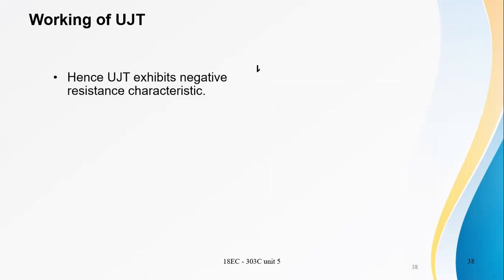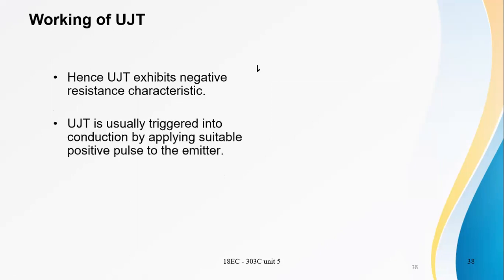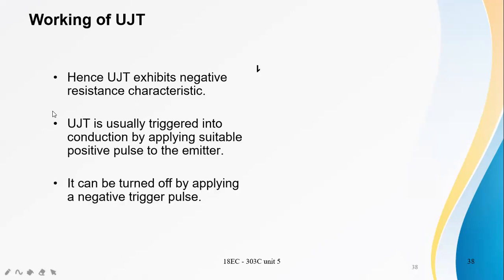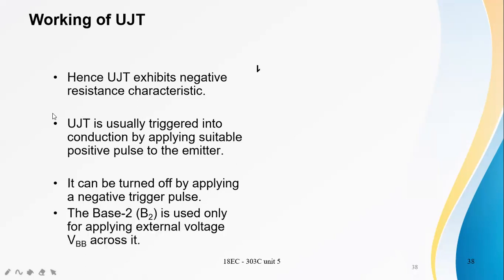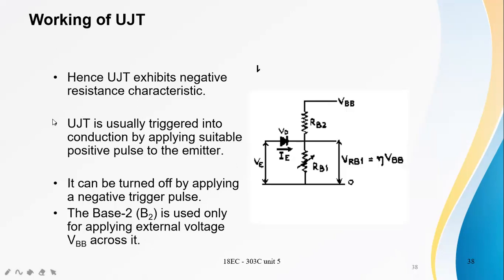That means when the current is going on increasing, the voltage decreases. UJT is usually triggered into conduction by applying a suitable positive pulse to the emitter. By applying a positive voltage at the emitter, the UJT comes into the triggering mode, and it is turned off by applying a negative trigger pulse. The base 2 is used only for applying external voltage VBB across it.